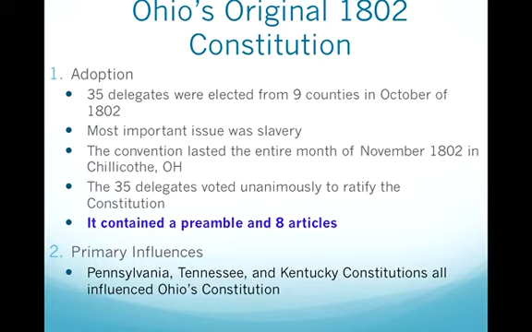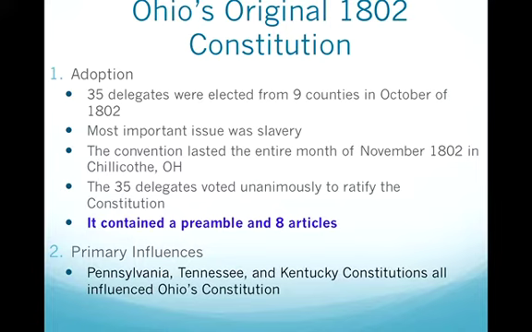So, in 1802, we drafted our original Constitution. 35 delegates were elected from 9 counties in October of 1802. The most important issue at this convention was slavery. The convention lasted an entire month, from November of 1802, in Chillicothe, Ohio, a former capital of Ohio. The 35 delegates voted unanimously.